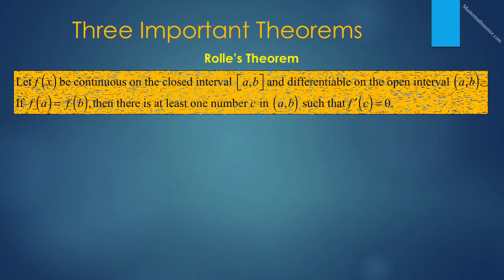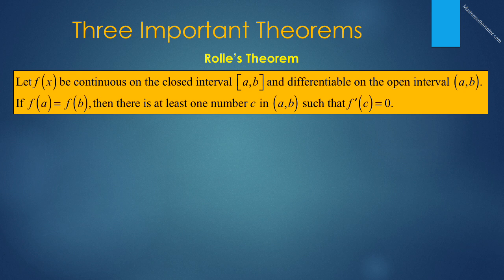Hi, Stu Schwartz from MasterMathMentor. Our second existence theorem is called Rolle's theorem, named after Michel Rolle in 1691. Unlike the IVT, it uses calculus. Formally it says, let f of x be continuous on the closed interval [a, b] and differentiable on the open interval (a, b). If f of a equals f of b, then there must be at least one number c in the interval (a, b), such that f prime of c is equal to 0.